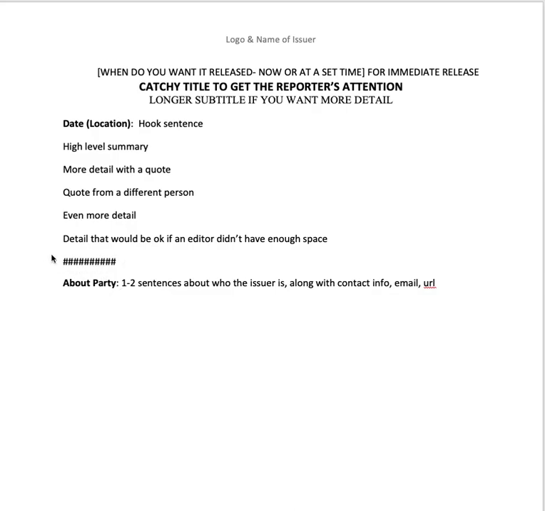Then you want some visual mark to indicate a separation of the press release from the about information. So that could be hashtags, it could be dashes, spaces, just something that they know is no longer part of the press release. And then it would be about information. It's usually 1 to 2 sentences about who the issuer is, along with the contact information, meaning like email, URL, Twitter handles, anything that if the reporter wants to contact the issuer, they now know how to do it.